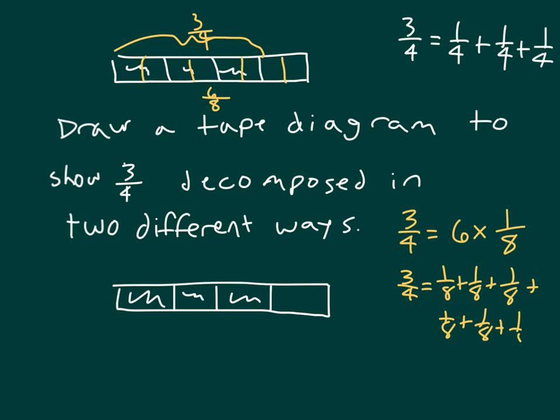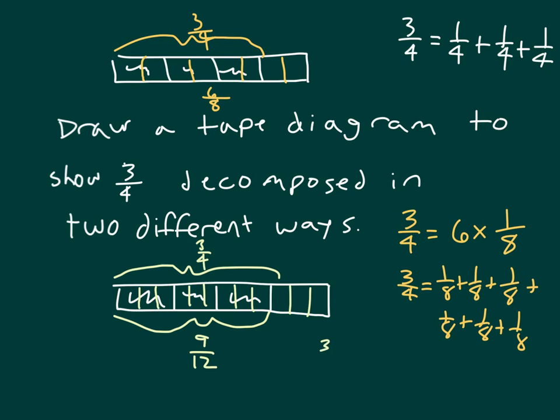Now, showing that a different way, I also could have divided each of those fourths into 3 parts even. And in doing so, I have 1, 2, 3, 4, 5, 6, 7, 8, 9, and in this case, there are 12 total, so 9 twelfths. So that 3 fourths does equal 9 twelfths, or 9 times 1 twelfth.